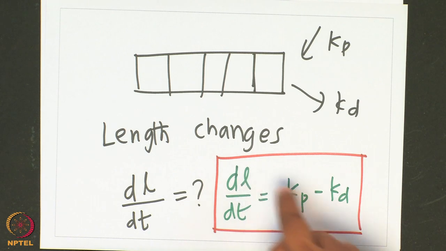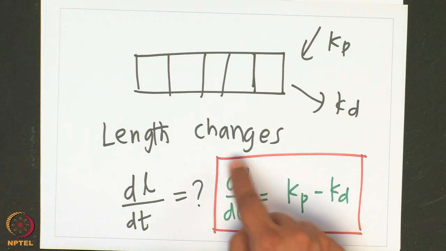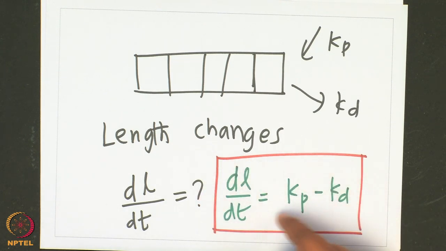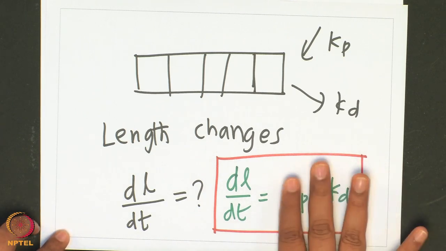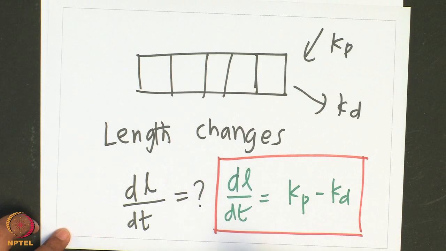If you want to know the length as a function of time, we have to integrate this equation. We have to solve this differential equation. So this is essentially the slope. If you think of dL by dt as the derivative, Kp minus Kd is the slope, which is dL by dt. So, if I know the derivative or if I know the slope, can I know the L, right?